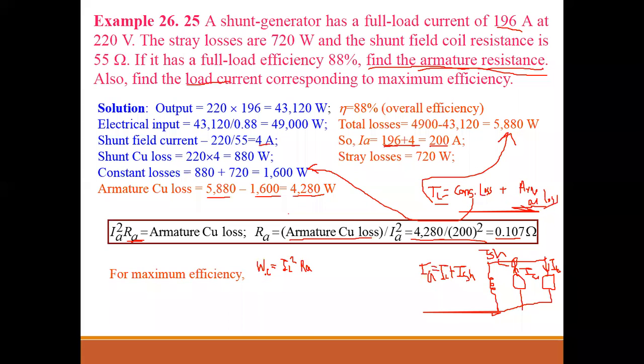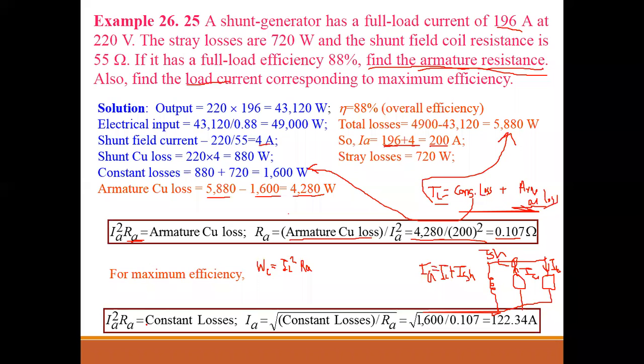Have we seen that constant losses is equal to variable losses? See here, constant losses we have seen IA square RA. Now we have to find that IA; I have taken here IL. So constant losses, we know, are 1600. So we write 1600 is equal to IL square, as it is, we need to find that.